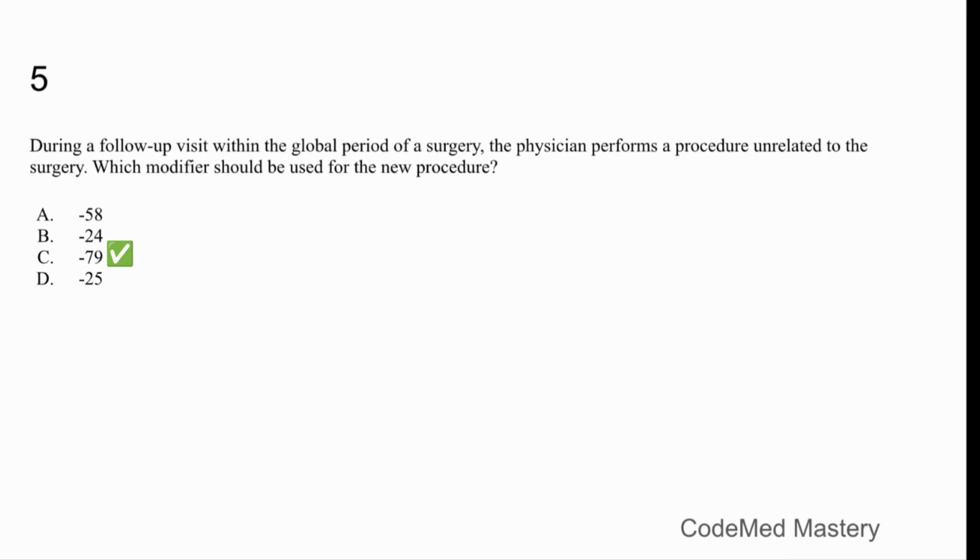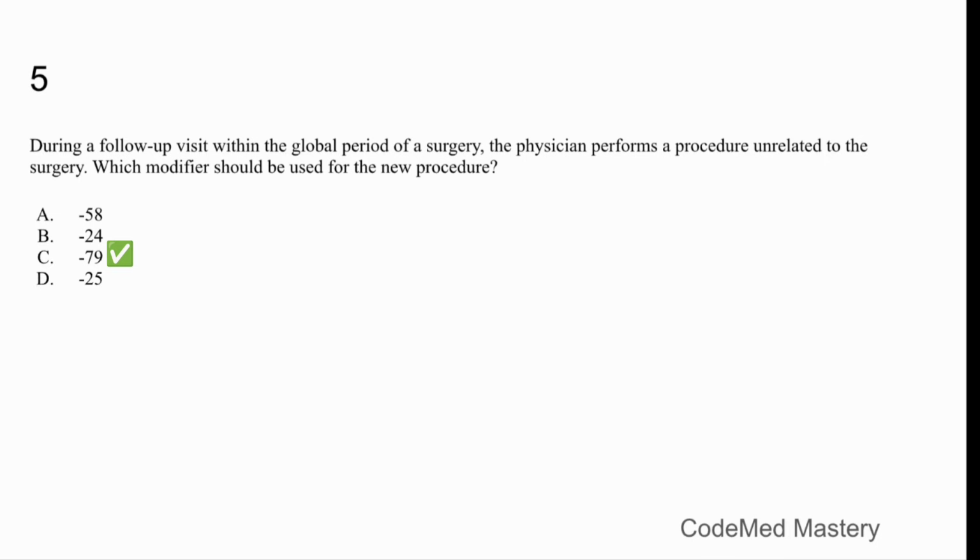Why are we using modifier 79 here? It is because the patient is in the global period of a previous surgery. The physician performs a new unrelated procedure. So the new procedure starts a new global period. Therefore, we are using modifier 79. Modifier 79 is used to indicate that the same physician performed an unrelated procedure or service during the postoperative period.